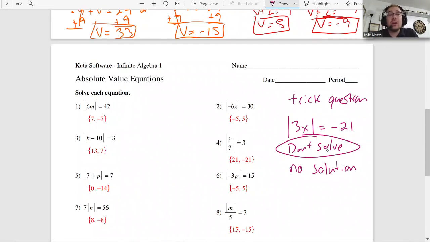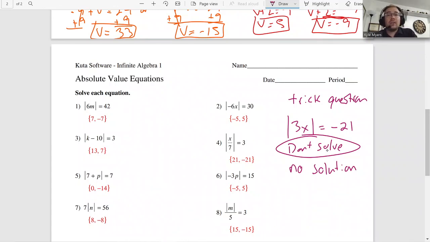There's nothing you could do. Because, like, let's say x was 7, right? Well, if x is 7, then 7 times 3 is 21. The absolute value of 21 is, well, 21. But that's not equal to negative 21. What if x was negative 7? Negative 7 times 3 is negative 21, but I have to take the absolute value of that, which is positive 21. I'm stuck. There's nothing.